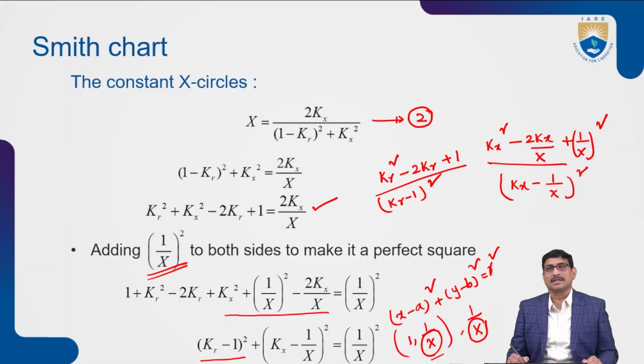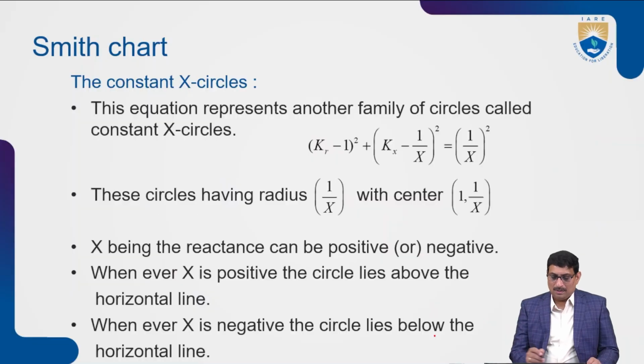The reactance takes both positive and negative values, so we have the variation of X from minus infinity to plus infinity. It may have positive values as well as negative values. So now I will vary this X value, taking both positive and negative values.